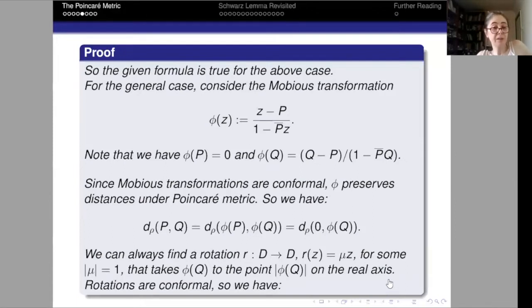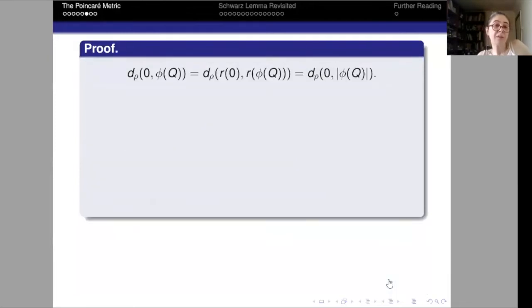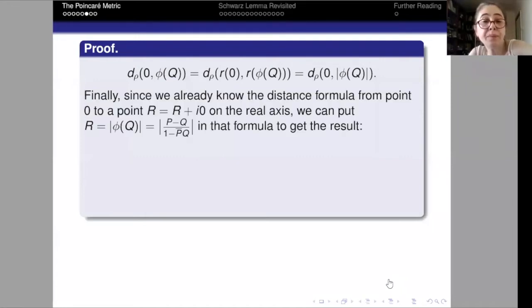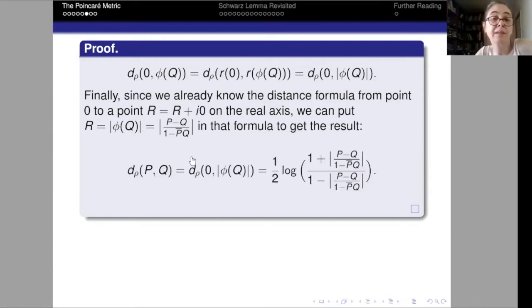Rotations are conformal. So we have this equality. d(0, phi(Q)) is equal to d(R(0), R(phi(Q))), and that is equal to d(0, absolute value of phi(Q)). Finally, since we already know the distance formula from point 0 to a point r on the real axis, we can put r equal to absolute value of phi(Q), and that is equal to absolute value of P minus Q over 1 minus conjugate P Q in the formula to get the desired result.